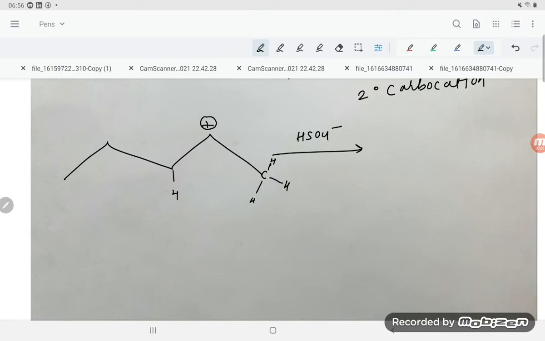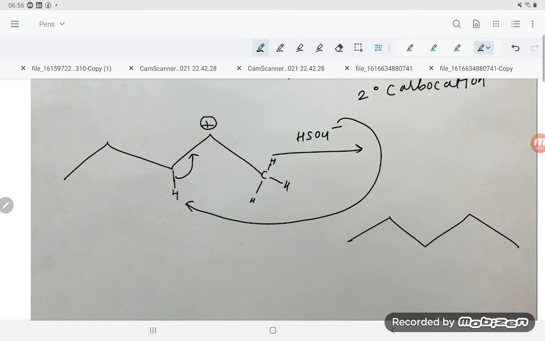The possibility is there that firstly it is attacking on this position. So what will happen if this base is taking the proton? It will shift like that. So what compound will be forming, students? This compound will be formed. This is pent-2-ene. This is a major product.